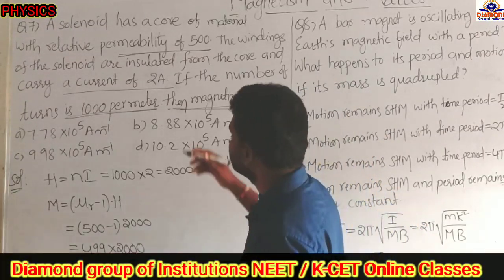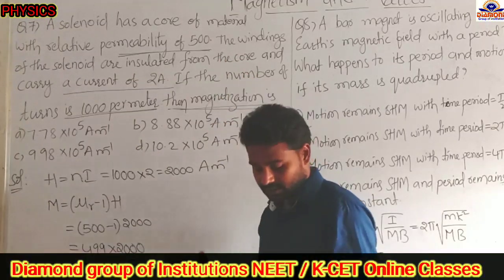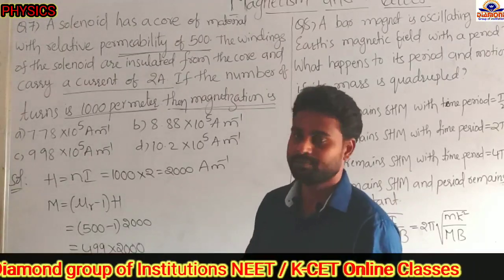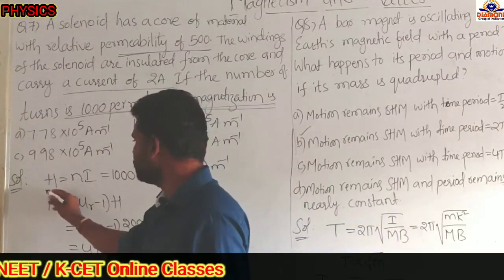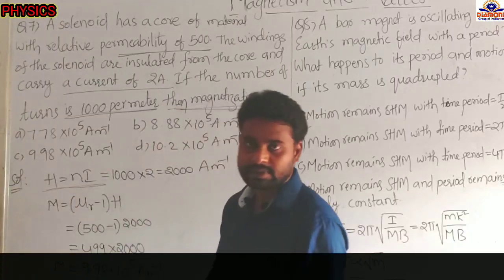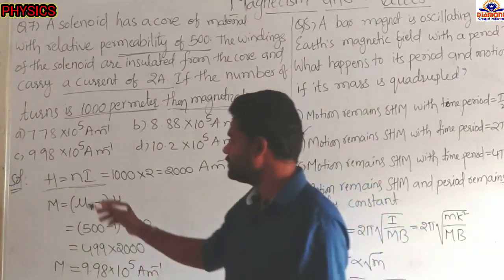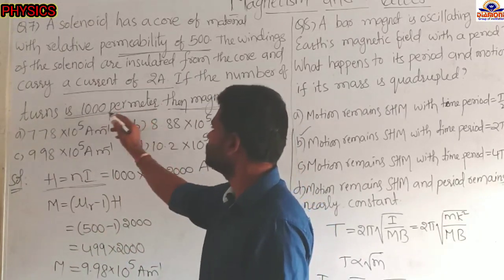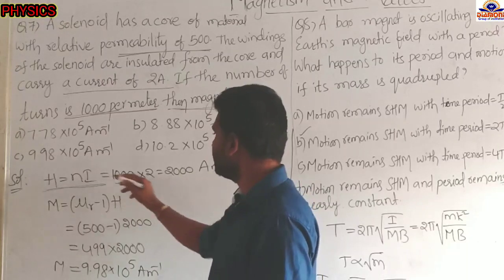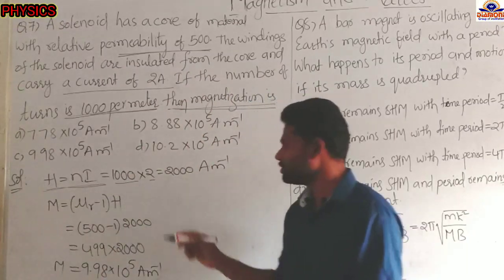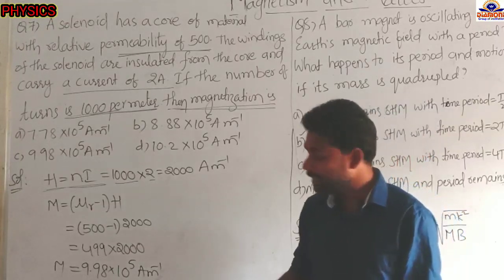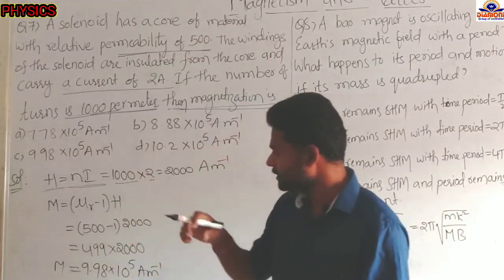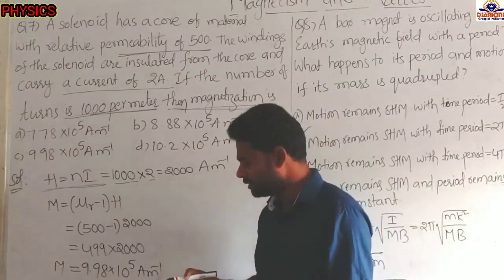So next, the magnetic field depends on the current flowing through that wire and the number of turns. So the intensity of the magnetic field H equals n into I. n is nothing but the number of turns per unit length and I is the current. The number of turns per unit length given is 1000 per meter, and the current flowing is 2 amperes. So 2000 ampere per meter is the intensity of the external magnetic field. Due to this field, how much magnetization is developing in the core, that we have to find.